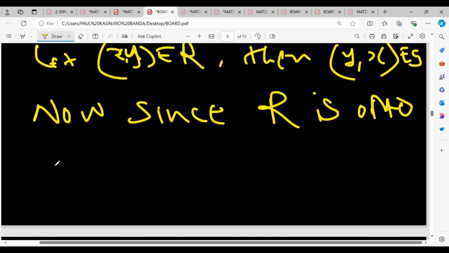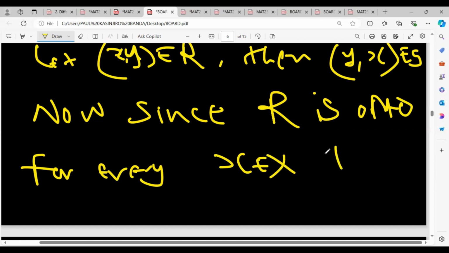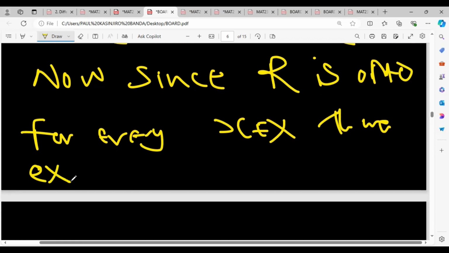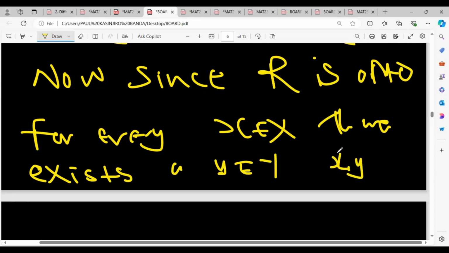Okay, so since R is onto, we can actually say that for every X in X, there exists a Y in the set Y such that (X, Y) is actually a member of what? Of this relation, R.